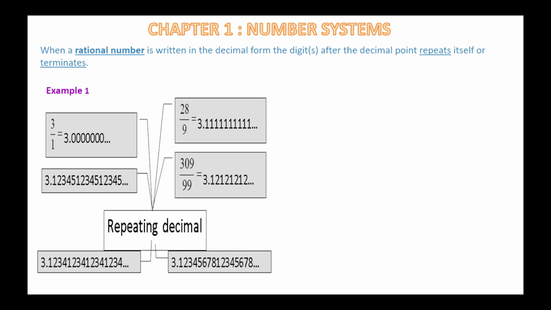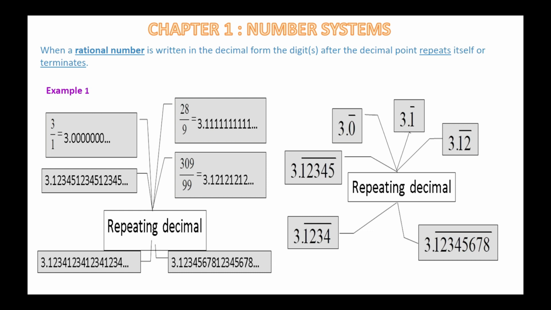After the decimal we can see the repeating number is 0. So we can write another form, 3.0 bar. The bar represents the repeated number. Another example, 28 divided by 9 equals 3.11 and so on. So we can write another form, 3.1 bar.